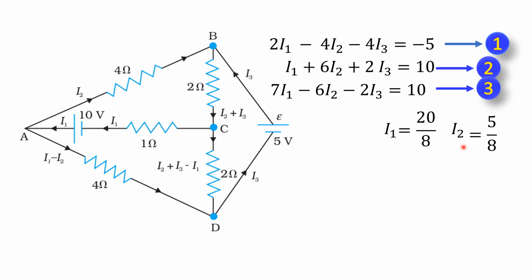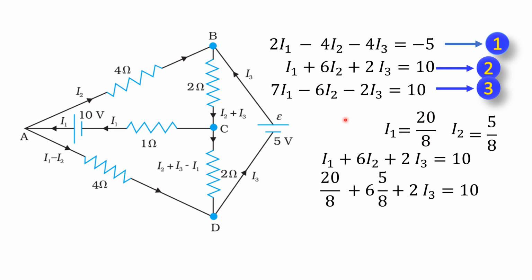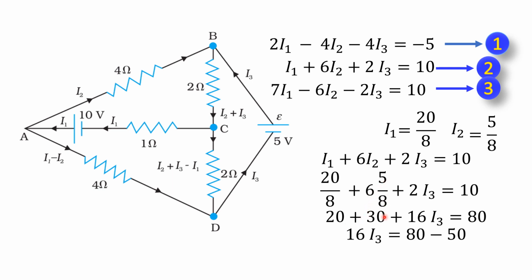Now we have I1 and I2 values. So substituting these two values in any one of the three equations, we get the I3 value. I am going to substitute these I1, I2 values in the second equation. Substituting these values, multiplying by taking the LCM and simplifying the equation, we get this one. That is 20, 6 into 5, 30, and the LCM value is 8. So multiplying this 8 into 2, 16, and bringing this 8 to the right side, we get 80.